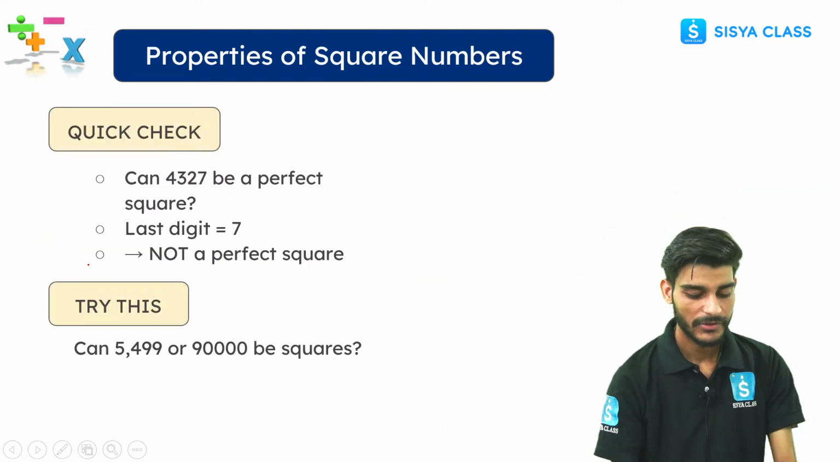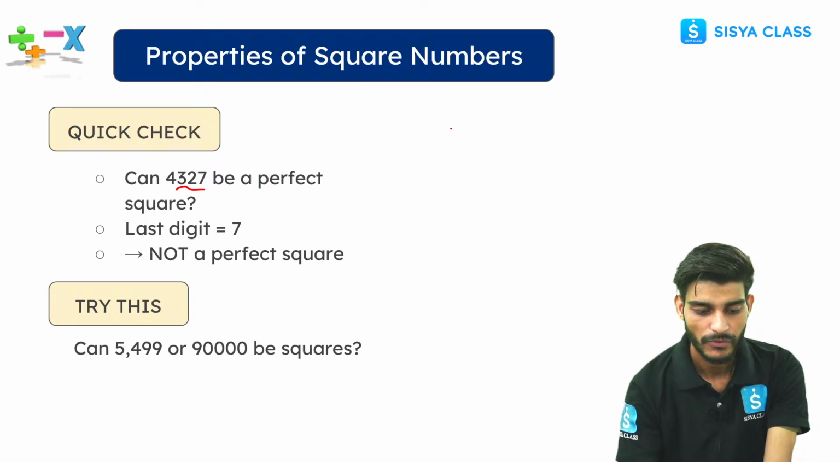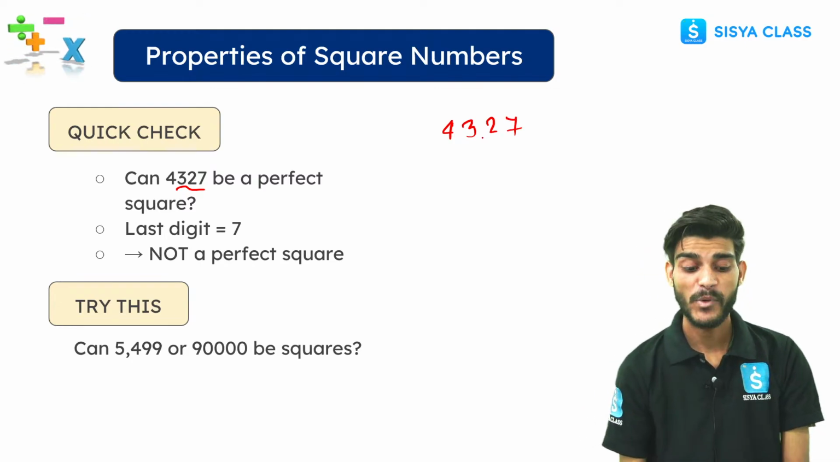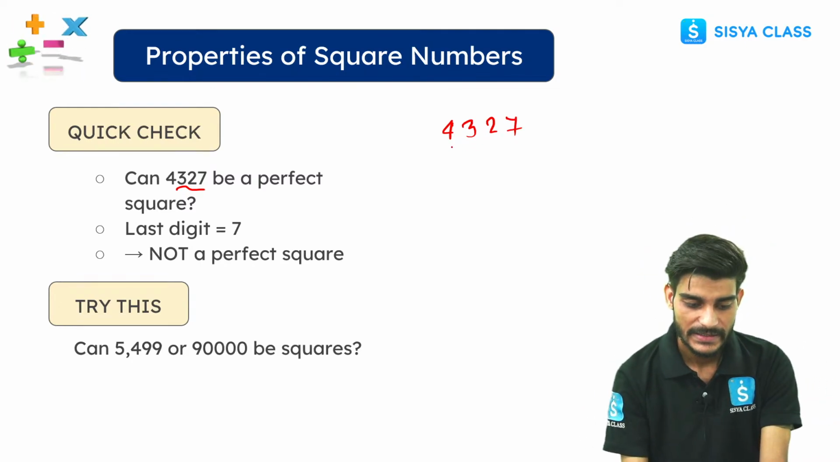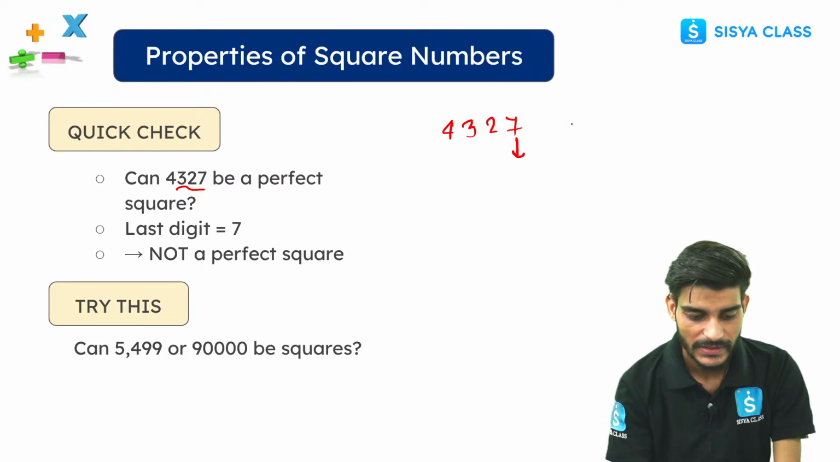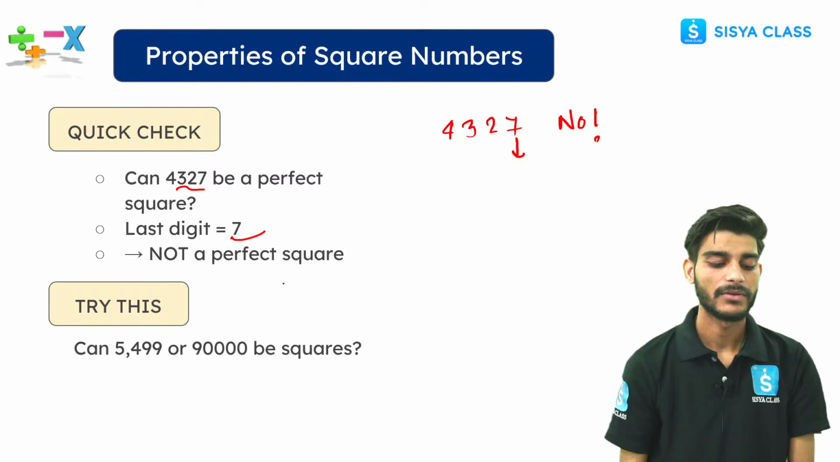Now let's quickly review. Can 4327 be a perfect square? See at the end, property number 1. This number ends with digit 7. Is this a perfect square? No, sir. This is not a perfect square because at the end we are getting 7. That's why it is not.